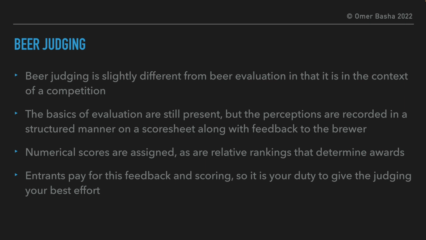The basic elements of evaluation are still there, but after we record the detected sensation on a score sheet and give feedback to the brewer on how to improve the beer, we also assign a numerical score to the beer in relation to the style in which it was entered. These numbers will be compared to determine which is the best beer. It is important to remember that the entrants in a competition pay money for the evaluation, feedback, and scoring. So it is your duty to put all your best effort into the judging.